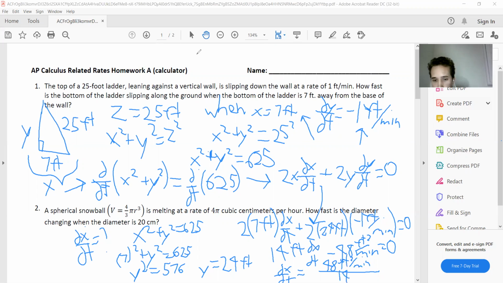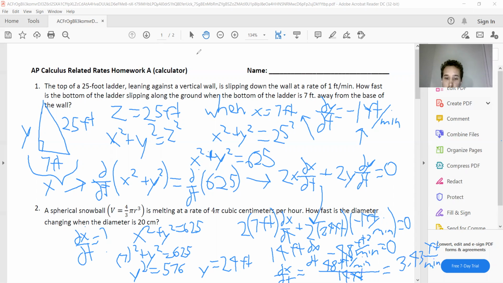14 feet. One of the feet cancels. And from there, I'm just going to write this over here. You get, putting it into the calculator, 48 over 14 is 3.43 feet per minute.